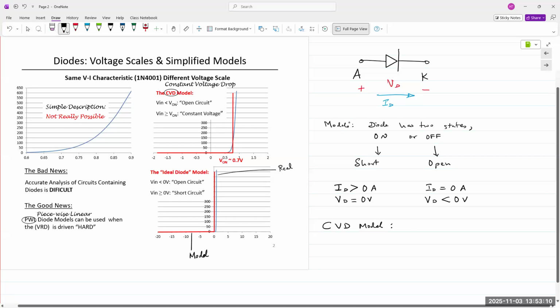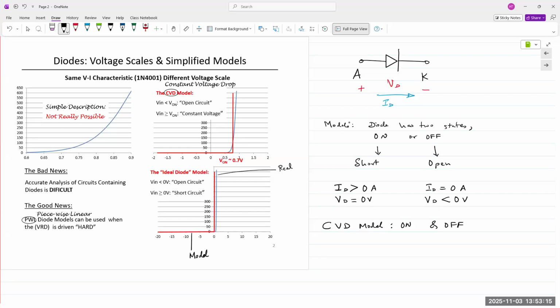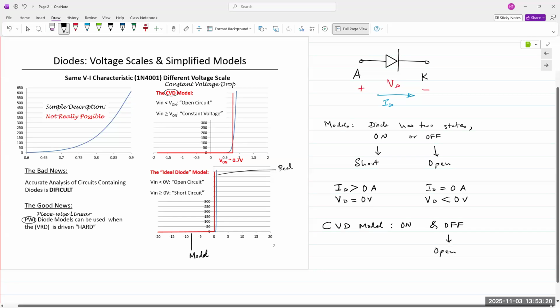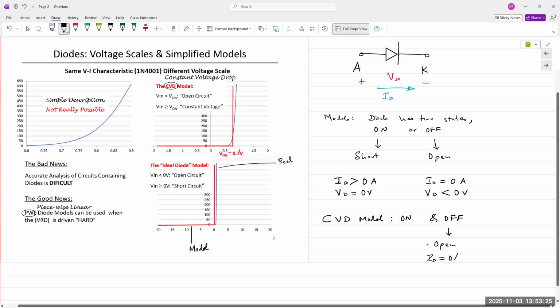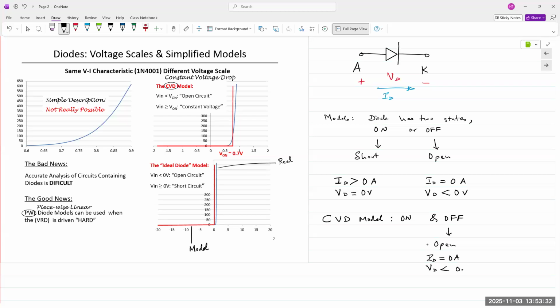So I would say two states, on and off. And in off, it is exactly the same. So it behaves like an open circuit. ID in this case would be 0 and VD would be less than 0.6 or 0.7 volts. And I will explain what this means. But as far as the current goes, current is equal to 0.